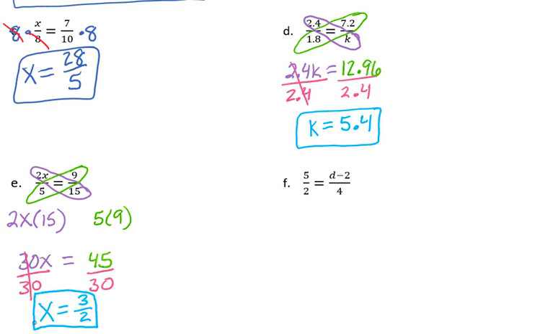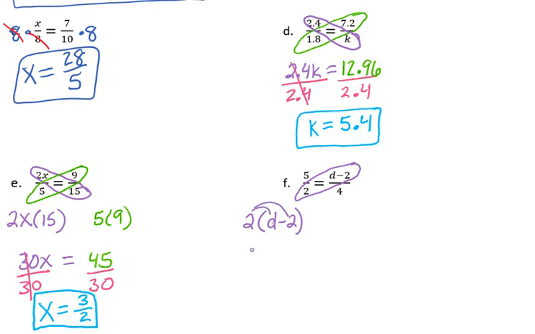Letter F is a little bit different. Here we have 5 over 2 equals d minus 2 all over 4. So I'm going to use the cross multiplication property here. So I'm going to go ahead and multiply my diagonals, and this time I'm going to start with this diagonal because that is where my variable is. So I'm going to take 2 and multiply it by d minus 2.